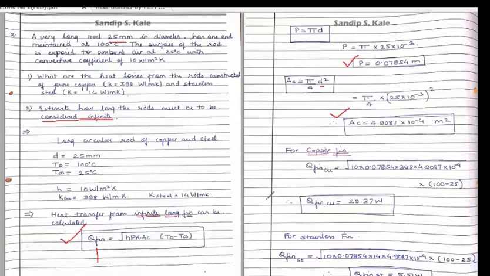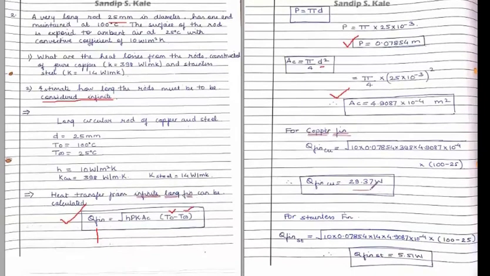So for copper, what is the K value? It is given as 398. If you substitute all the values, T0 is given, T infinity is given, and do the calculation, you will get the heat loss from the fin made of copper as 29.3 watt. So this is the heat loss from a copper fin.